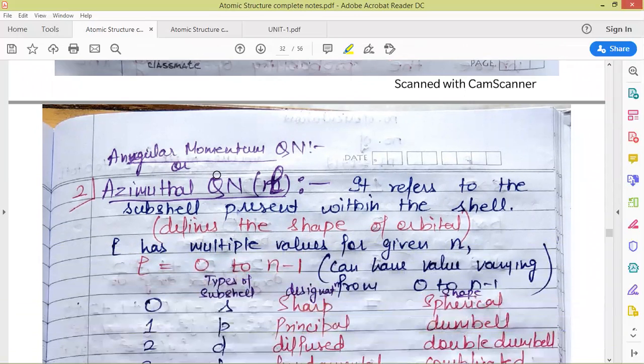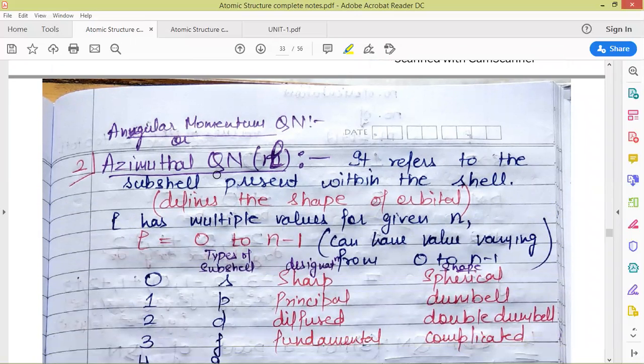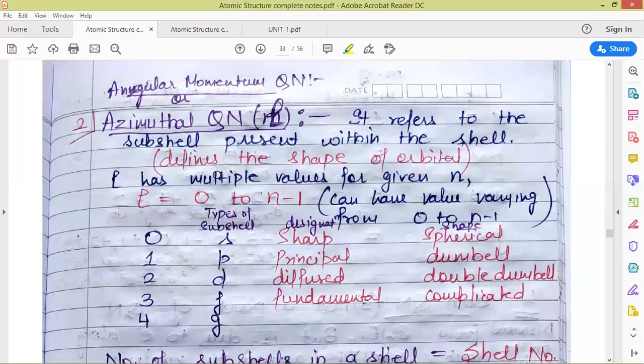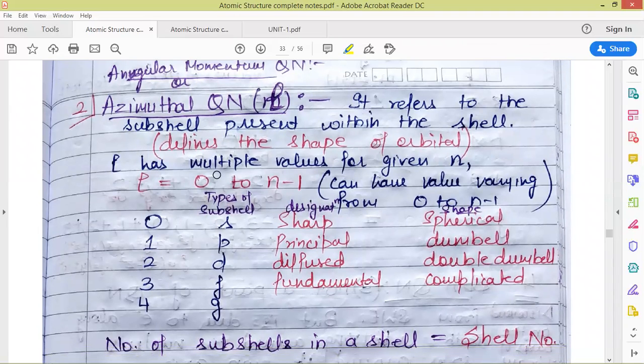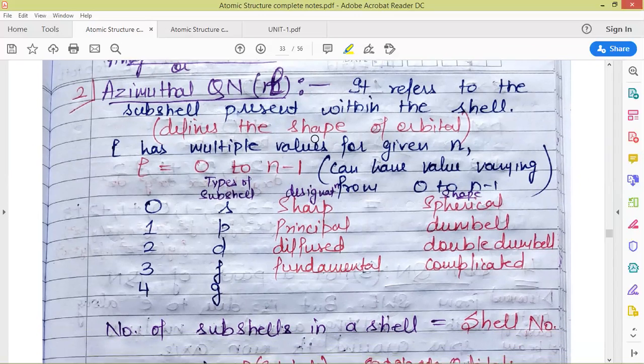Next, we have the azimuthal quantum number, or angular momentum quantum number, which is represented by the letter L. It refers to the subshell. The difference from Bohr's shells is that Bohr didn't define that there are subshells present in a shell. In the case of quantum numbers, there are subshells present within the shell, and those subshells are represented by small letter L. It refers to the subshell within the shell, which defines the shape of the orbital.